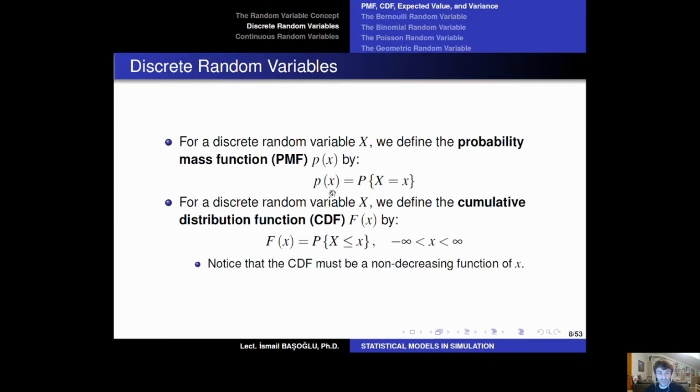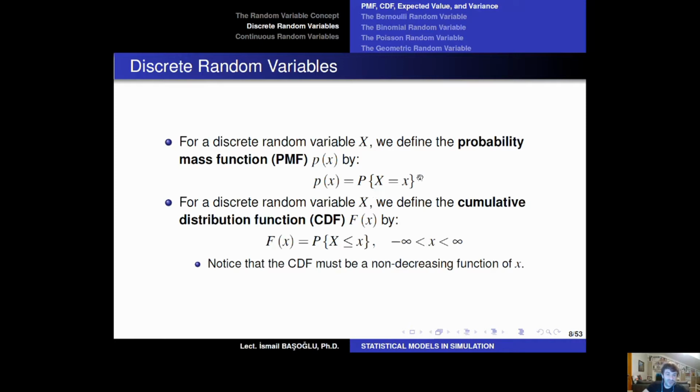So please take note that the probability mass function is not a function of the random variable. It is a function of real values, x, but that function represents the random variable X. So we are using that probability mass function to define the random variable. It is not a function of that random variable. It belongs to that random variable.